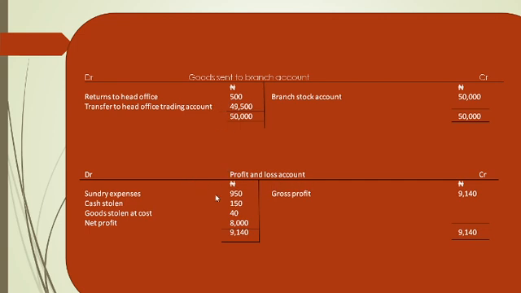Now these are profit and loss. In profit and loss, they are writing all the expenses, what you lost. Sundry expenses is 950. Cash stolen, this money is not coming back. It's supposed to be added to your expenses. Sorry, 115 naira. Now goods stolen at cost 14 naira. Then gross profit was 9,140. Then 9,140 minus 950, 115, 14 gives us 8,000. So the net profit is 8,000. So this year, Suzuki Enterprises made a profit of 8,000 naira from the branch in Ibadan.